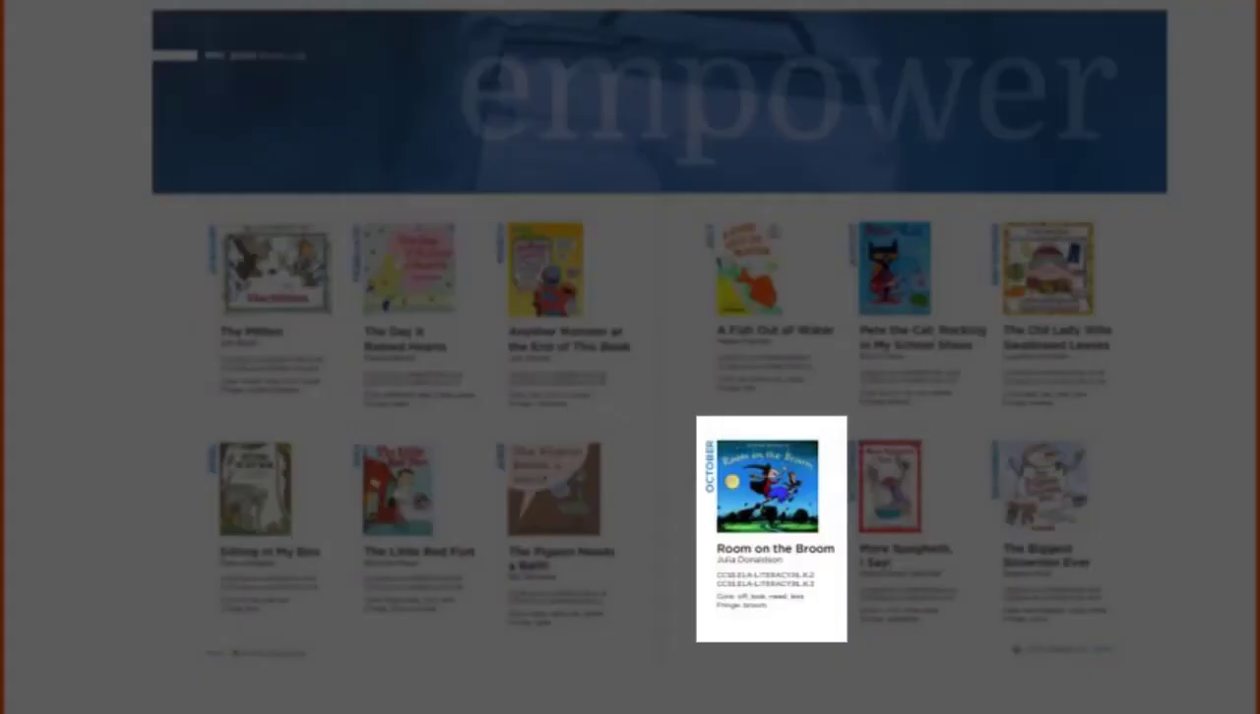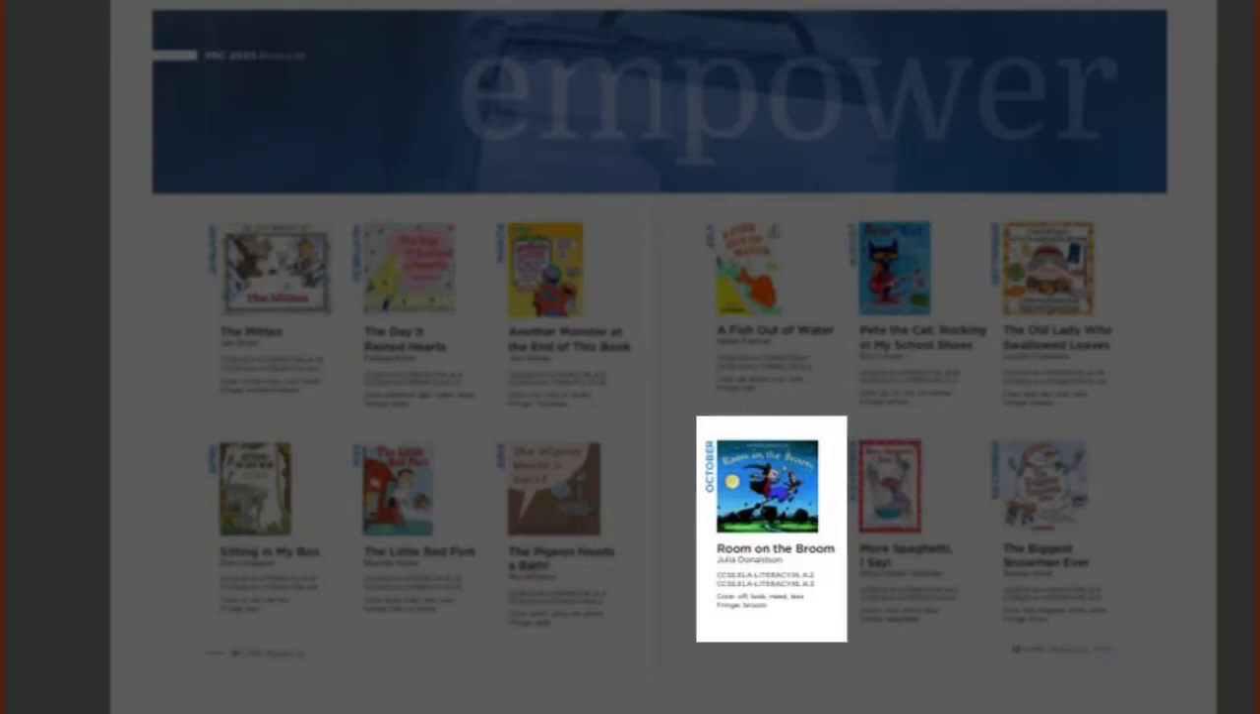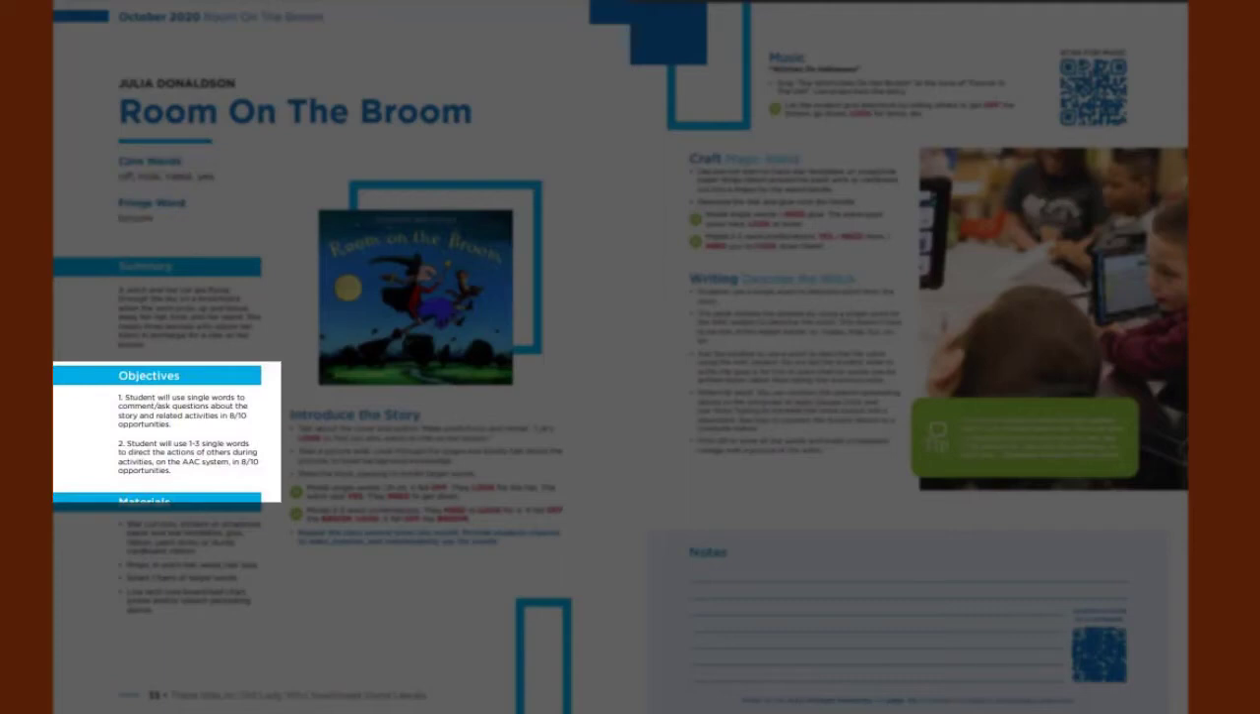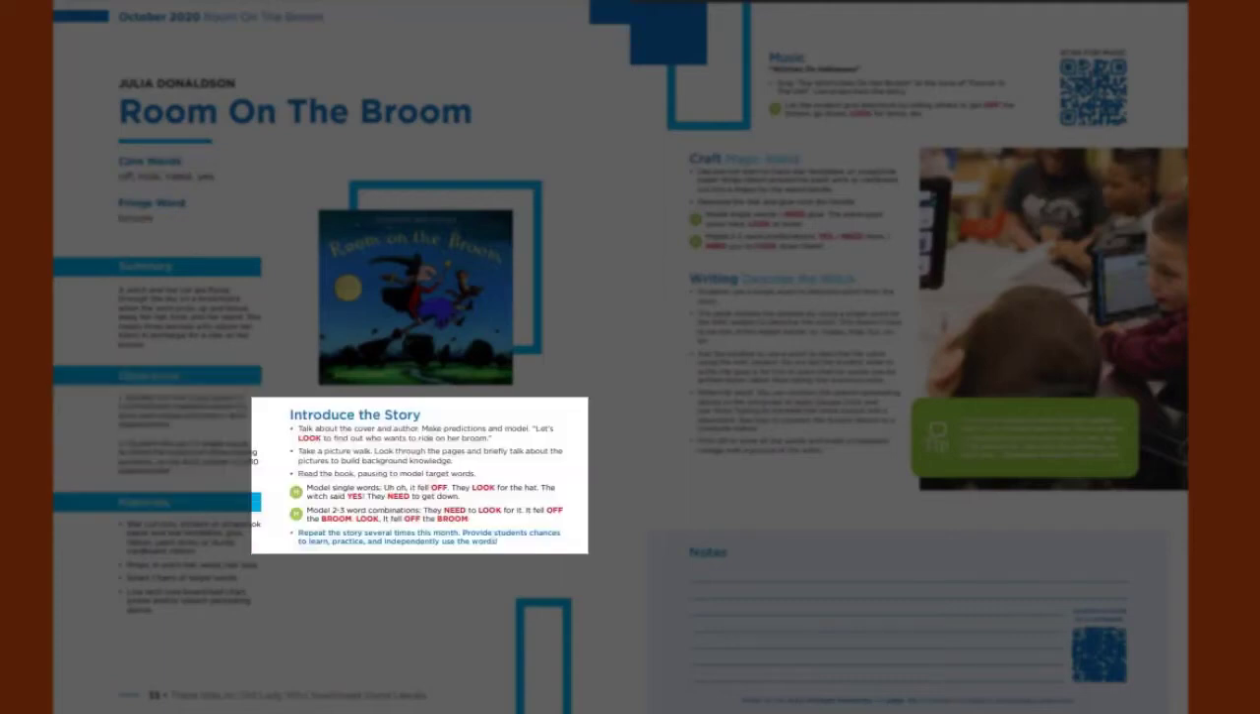Our AAC Literacy Planner incorporates best practices in literacy instruction. We've even included Common Core standards for use in the classroom. In each lesson, you will find 5 or 6 target words to model, some simple short-term objectives to help you know how to target your instruction. Also, in each section, you will see an Introduce the Story with ideas on how to read and model the target words. Please feel free to add additional vocabulary based on your students' individual needs.